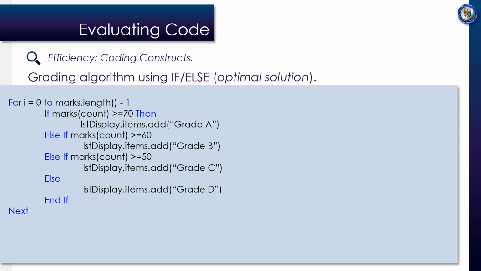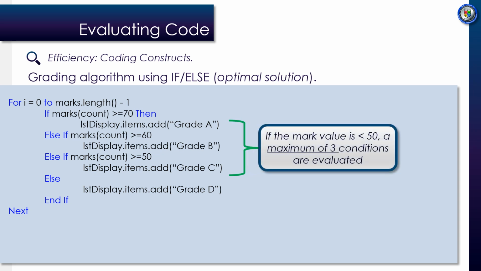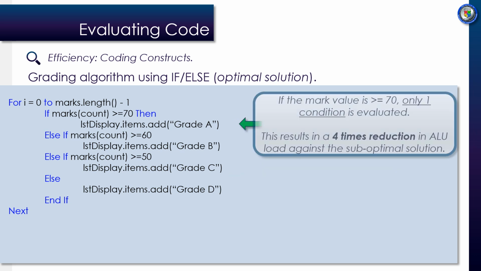We now have a more efficient solution. If the mark value is less than 50, a maximum of 3 conditions are evaluated. If, however, the mark value is greater than or equal to 70, then only 1 condition is evaluated. This can result in a 4 times reduction in ALU load against that suboptimal solution that we looked at earlier.